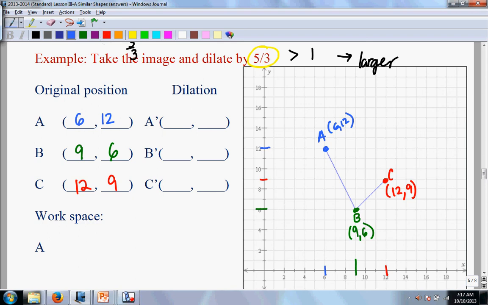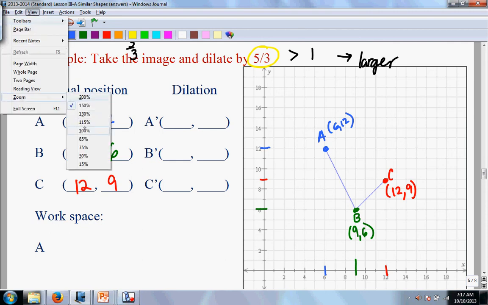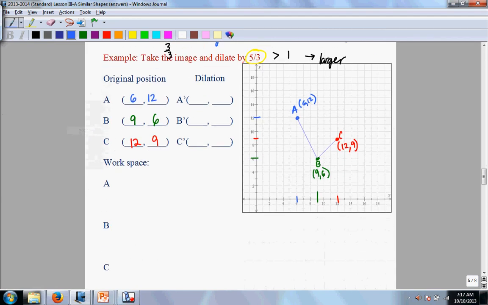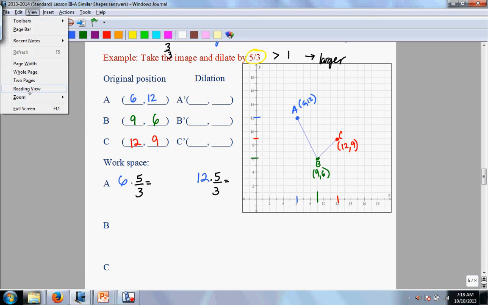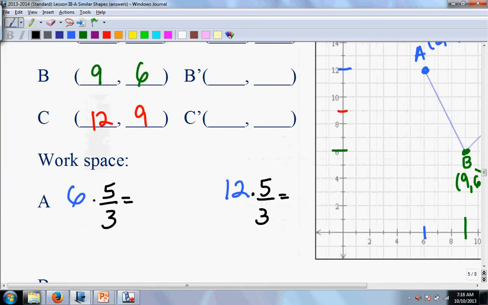We're going to take each of these coordinates and we're going to multiply by 5/3. To change in size, just multiply. Do not freak out with a fraction. This is really actually easy. Let me show you how easy it is. So we're going to take each coordinate. So we're going to take 6 and we're going to multiply by 5/3. And we're going to get a new coordinate. And we're going to take 12 and we're going to multiply by 5/3. And we're going to get a new coordinate. Okay, you ready? Just write those down. Now I'm going to take this super slow the first time.